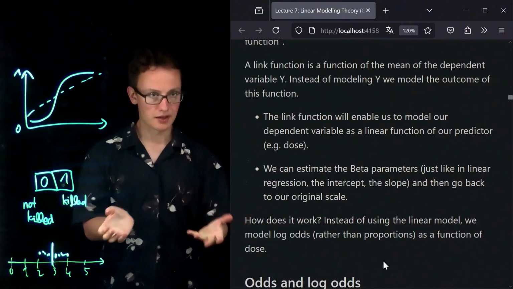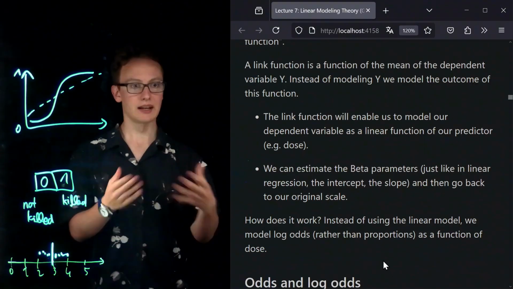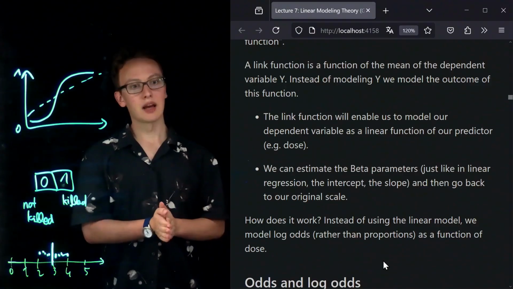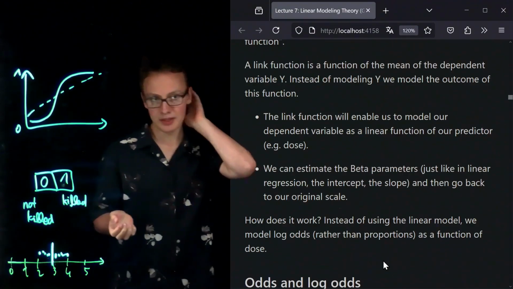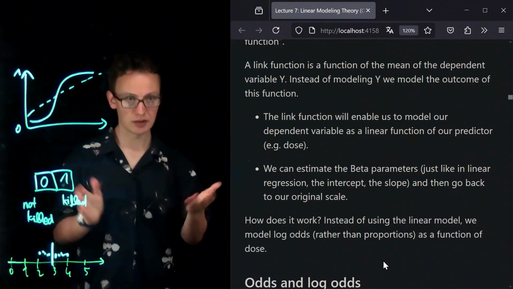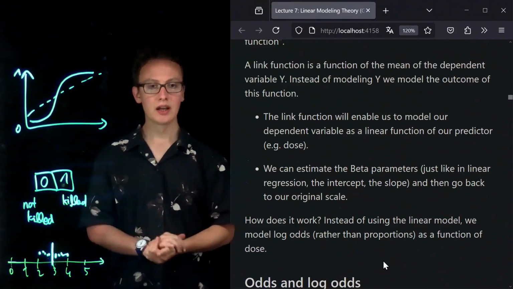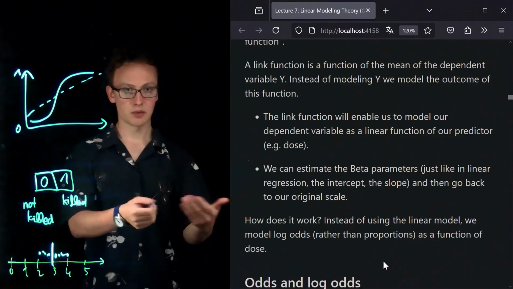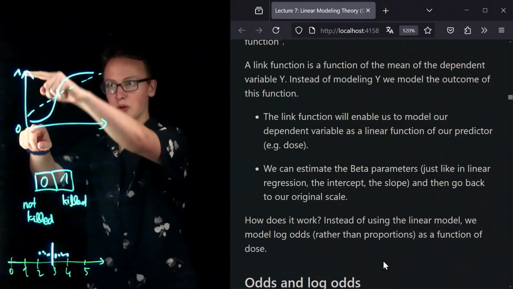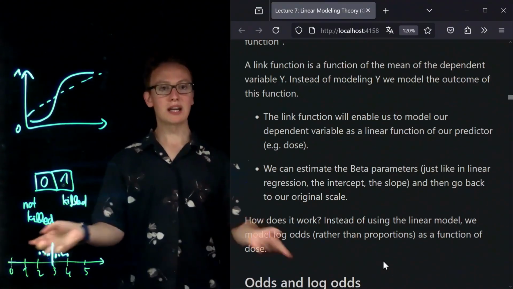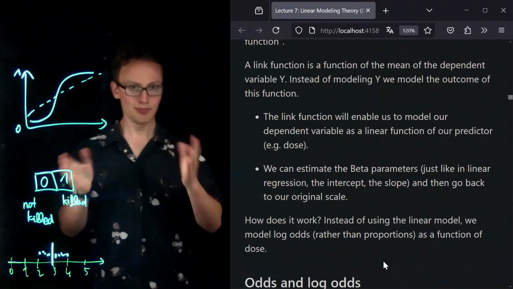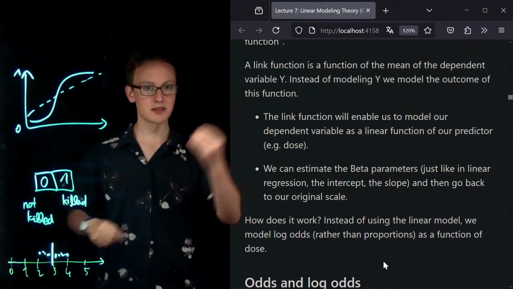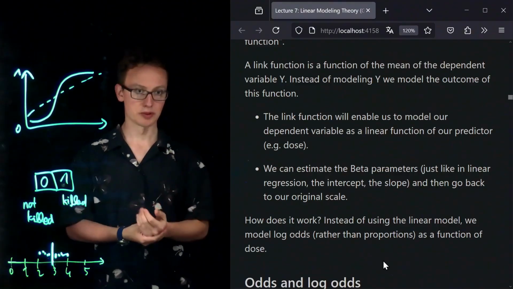This will enable us to model our dependent variable again as a linear function of our predictor, and we can then estimate the beta parameters just as we would do for the regular linear regression, like the intercept and the slope. Once we've done this, we can generate predictions, which will be in logits, not in probabilities. But we can back transform those predictions, if we like, into the actual probability scale in order to make them more interpretable.